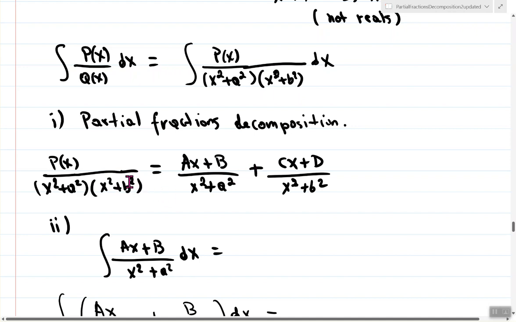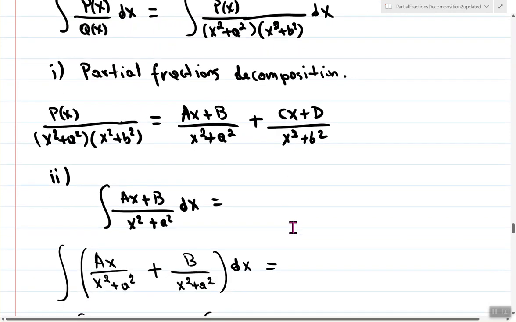Plus, then you go to the second irreducible quadratic factor, x squared plus b squared, as a denominator, and then you continue with your alphabet: cx plus d. This is how you decompose a rational function when q of x is made of irreducible quadratic factors. It's totally different from what we did in case 1 and case 2. But we want to discuss one of those in terms of integration.